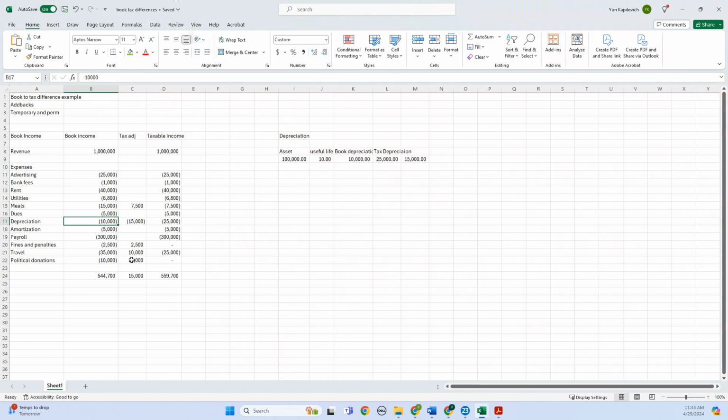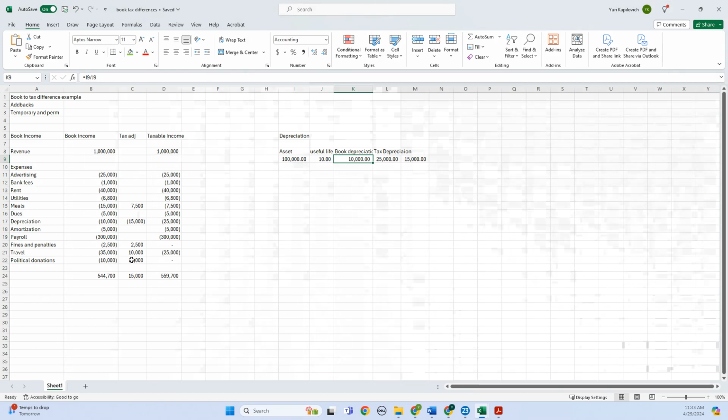Depreciation, book purposes is $10,000. I want to pause here for a second because for book purposes, and I kind of made this little diagram here real quickly, books typically calculate depreciation on the book basis called straight line depreciation. They'll pick an asset, let's say $100,000. Its useful life will be 10 years. Book depreciation is $10,000 per year.